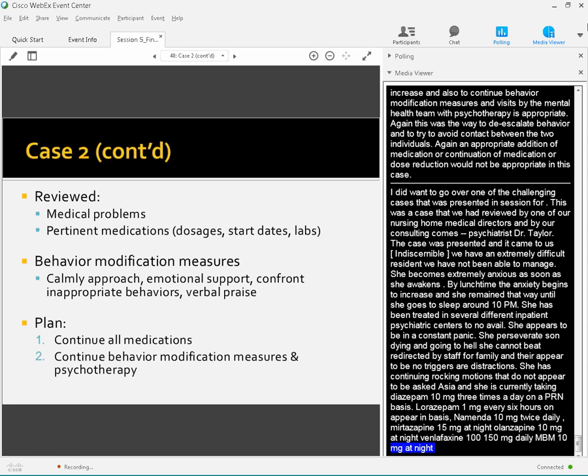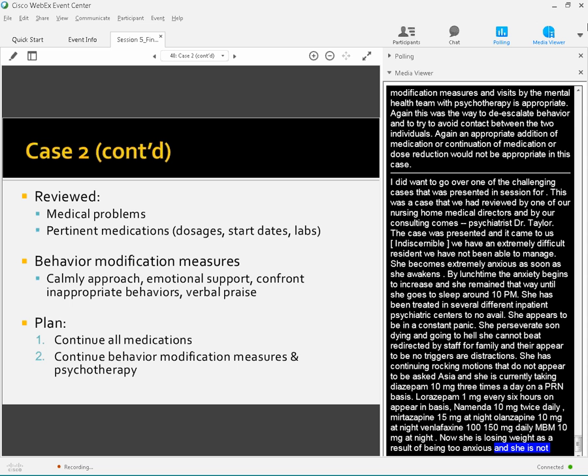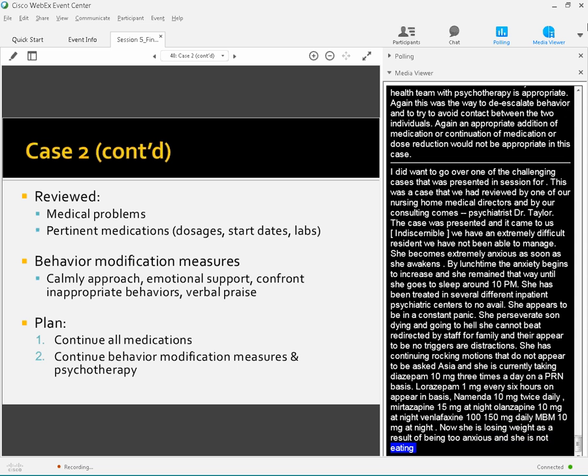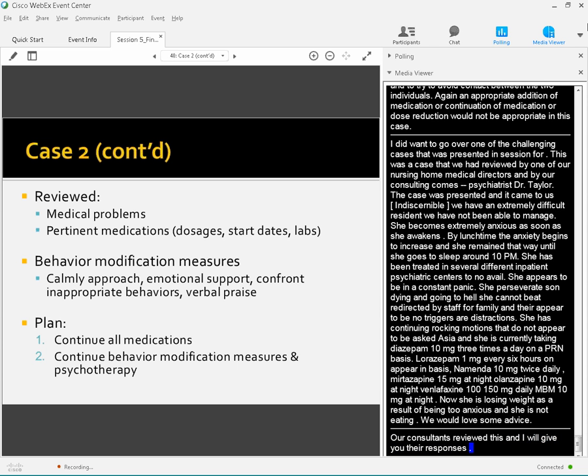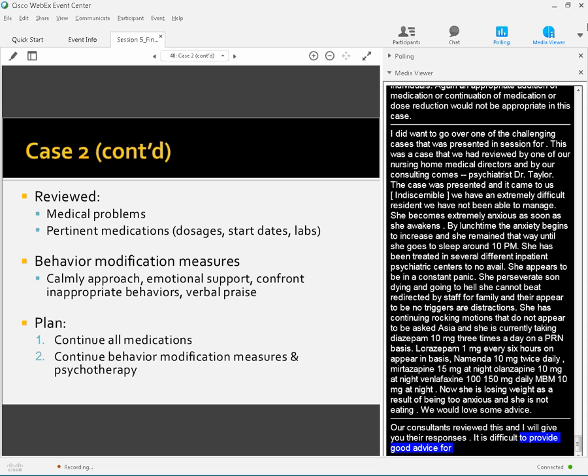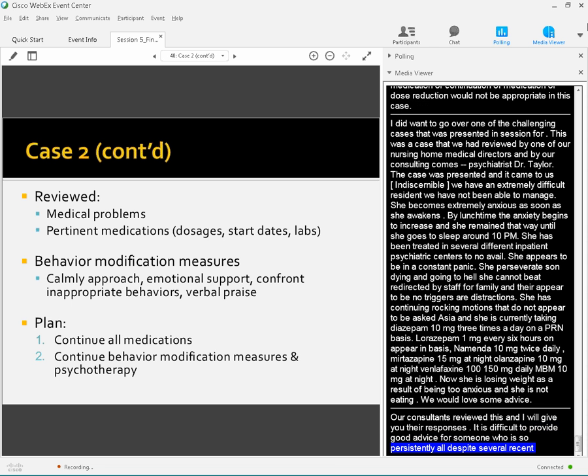Our consultants reviewed this, and I'll give you their responses. It's difficult to provide good advice for someone who is so persistently ill despite several recent inpatient hospitalizations. However, there are a few things to consider. First, it's worth considering the diagnosis.